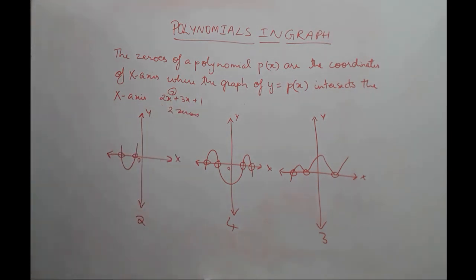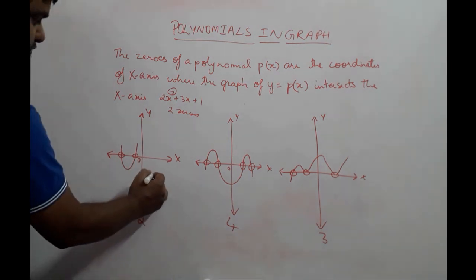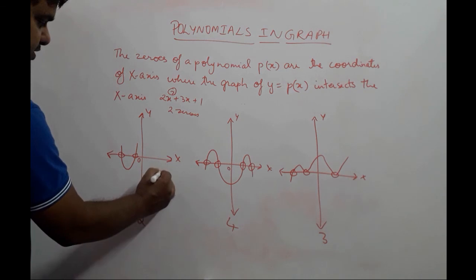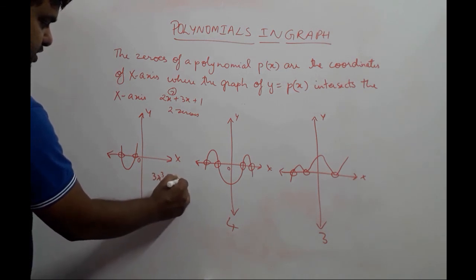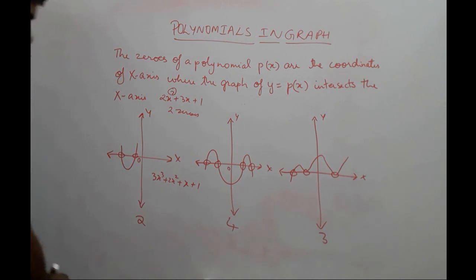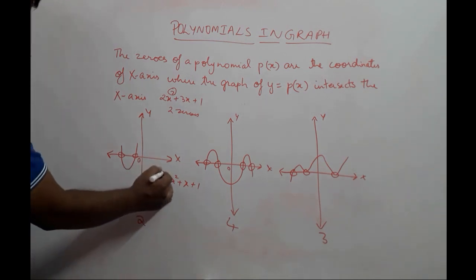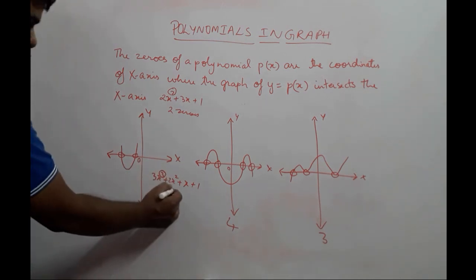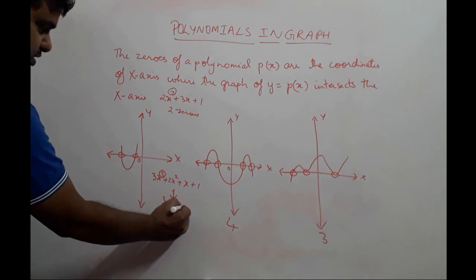And if it is a cubic polynomial, it will be 3x cube plus 2x square plus x plus 1. The highest degree is how much? 3. So this will have 3 zeros.